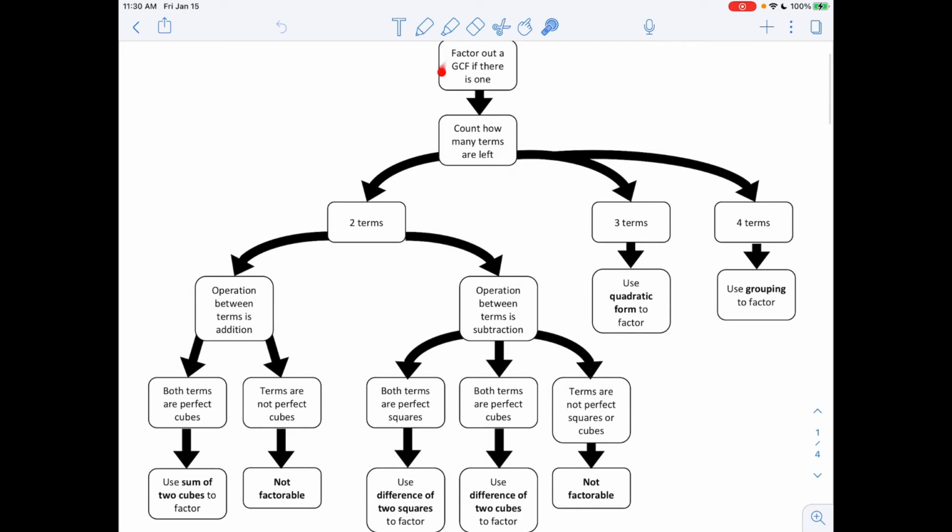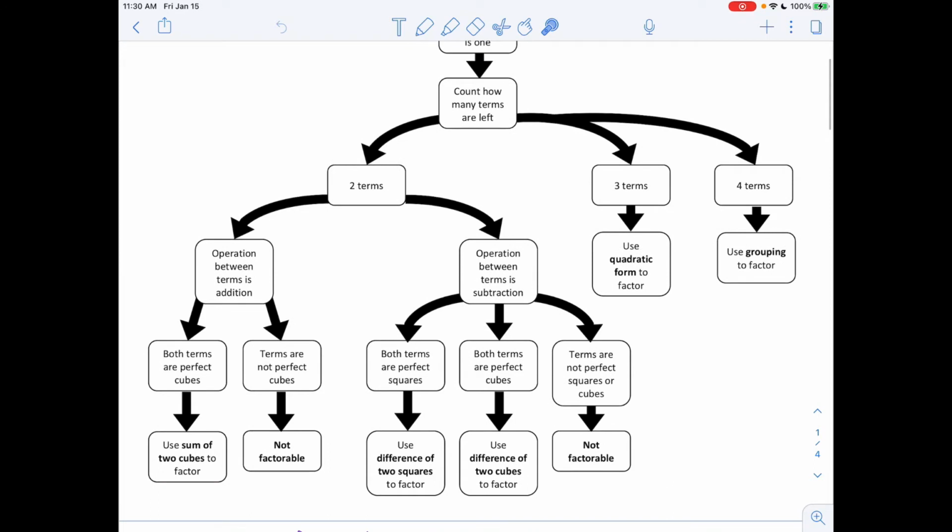So there was not a GCF, but I have 2 terms left after I checked for that. Remember that my operation was subtraction. There was a minus sign there. And both terms are not perfect squares, but they are perfect cubes. So if they are perfect cubes, we will use the difference of 2 cubes to factor. Notice that with 2 terms in general, the only time that we're going to be able to factor those is if we have perfect cubes if it's an addition, perfect squares, or cubes if it's subtraction. So when we notice 2 terms, we're immediately going to see, are they perfect squares or cubes before we do anything else.